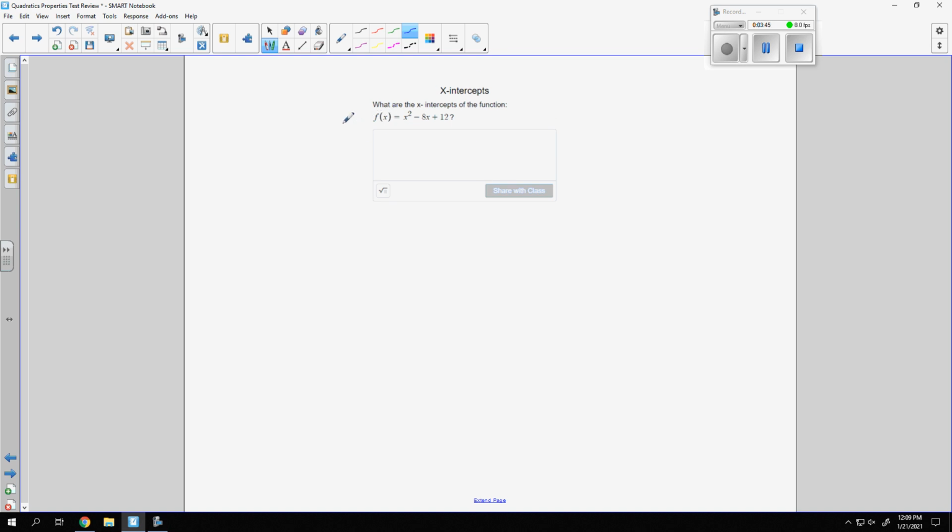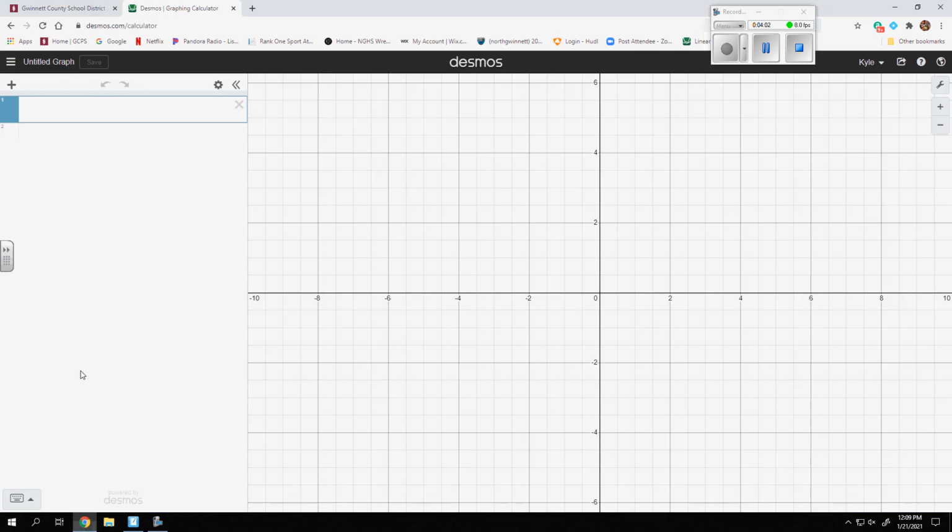This is something we're going to get more into detail on when we talk about solving quadratics in the next unit. But ultimately, when it comes down to this unit, you have access to technology. And let's type that into our Desmos calculator. So I'm going to pull up my calculator: x squared minus 8x plus 12.